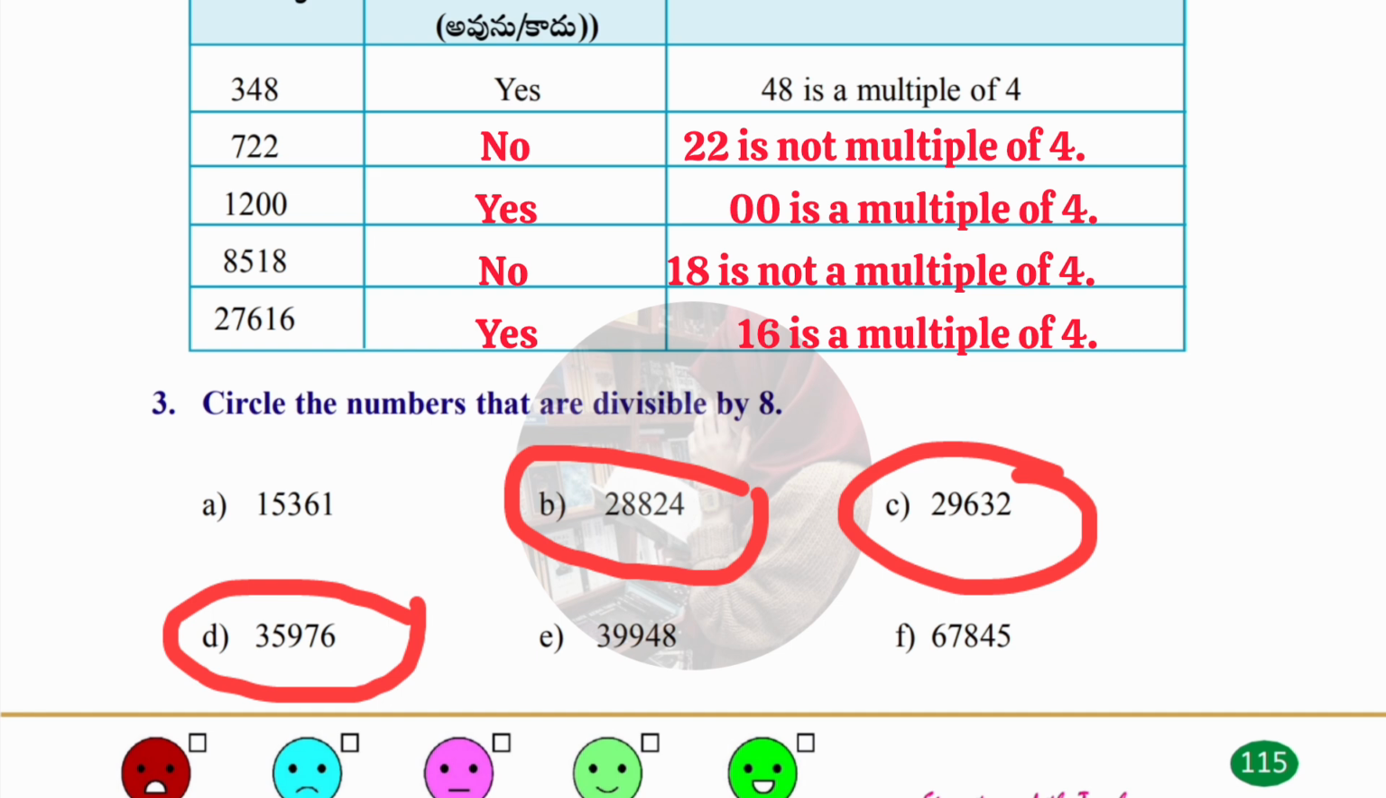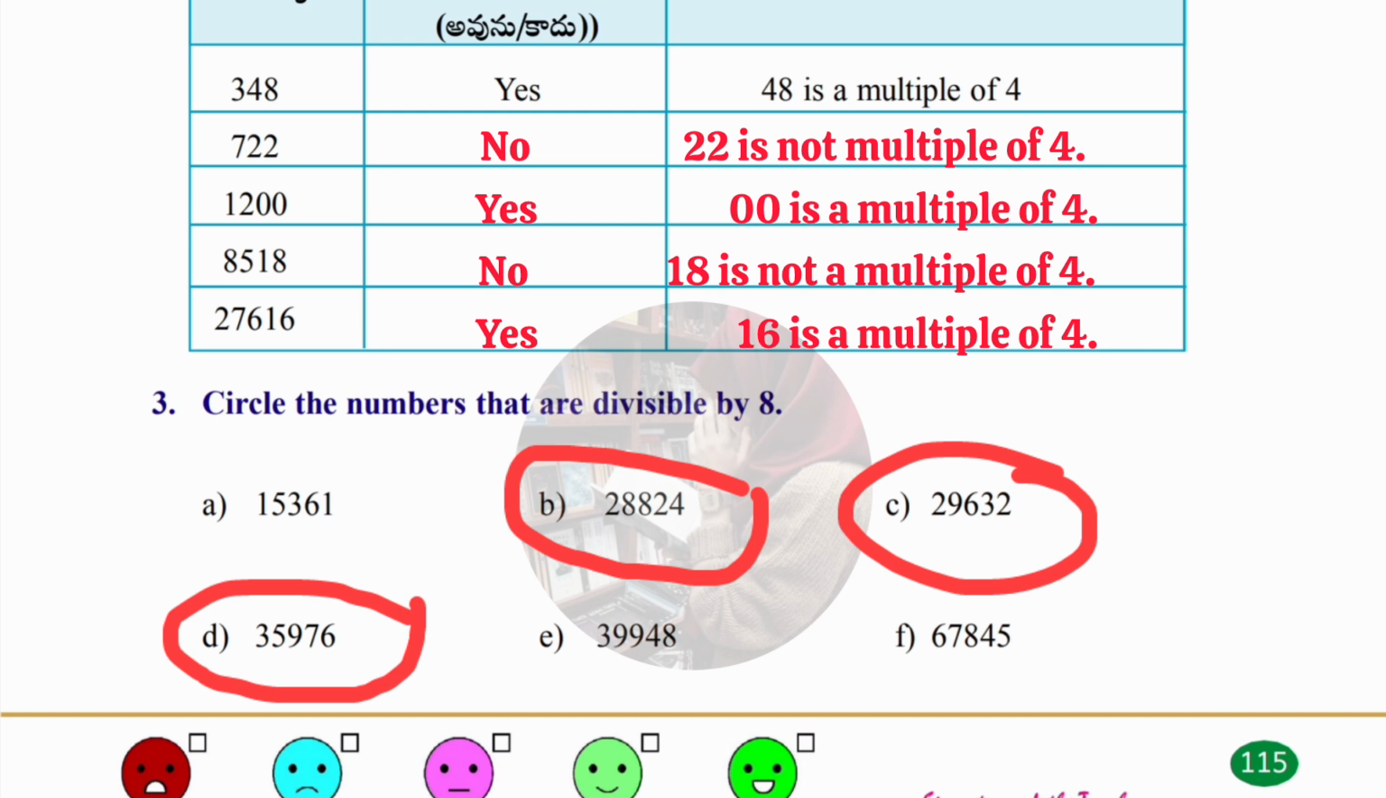So circle that number. Next, the fourth number is 35,976. Last three digits are 976. So this one is also divisible by 8. So just check it out. 8 ones, 8 twos, then 8 twos, 122. So the entire number is divisible by 8. That's why circle that.